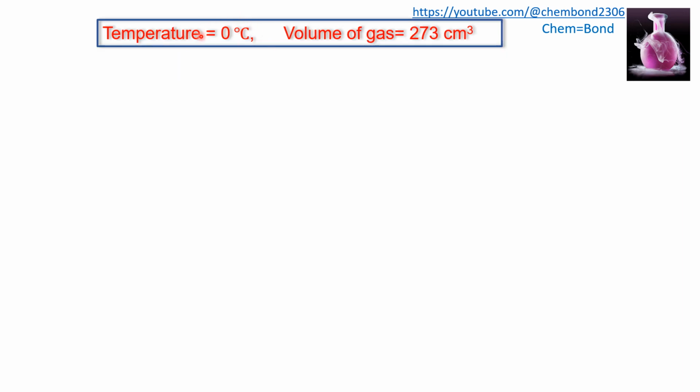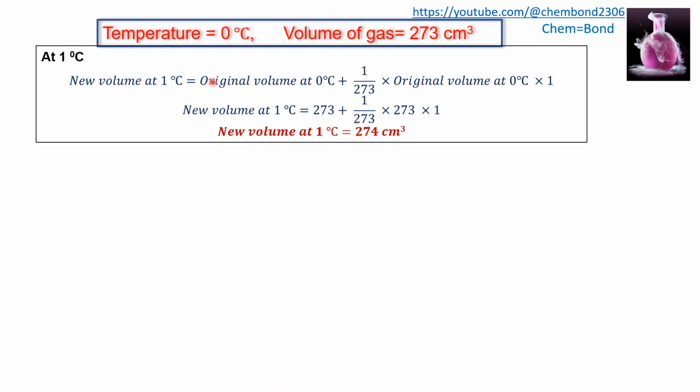Suppose we have temperature 0 degree C and the volume of the gas is taken as 273 cm cube. These are supposed calculations. Increasing the temperature up to 1 degree C, the new volume at 1 degree C is equal to the original volume at 0 degree C plus 1/273 of the original volume multiplied by temperature, so we put 1 here. Solving it, the 273 and 1/273 cancel out, so we get 273 plus 1, and the answer is 274 cm cube. So the new volume at 1 degree C is 274 cm cube.